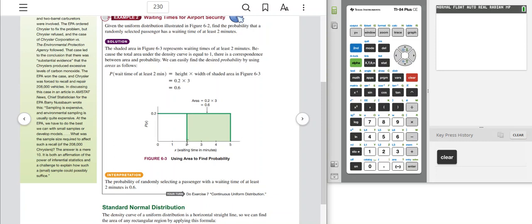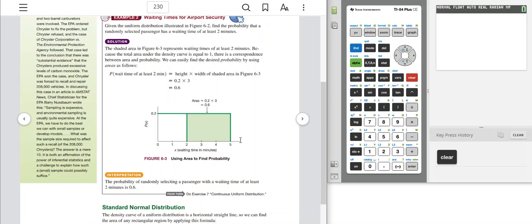So we would take 2 to 5, right? Or 2 to 5 is 3. That's right. The distance from here to here is 3 units. That's this number here. The height of this thing is 0.2. So 0.2 times 3 gets 0.6. So there would be a 60% probability of people waiting between 2 and 5 minutes.